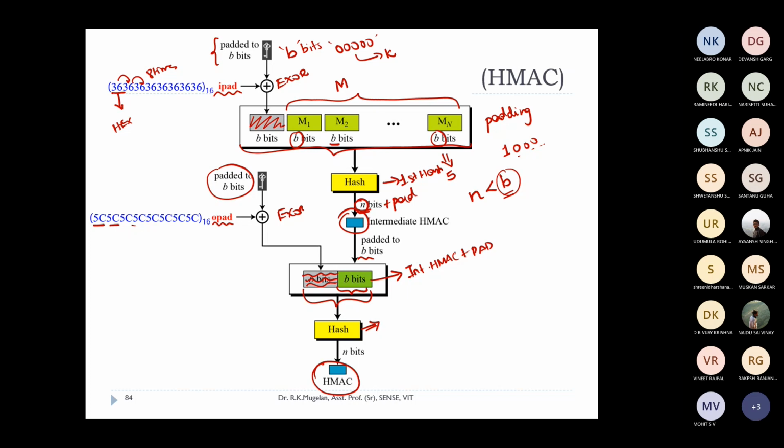Sir, the ipad and opad values are the same, like they're constant? Yes. They'll always be 36 and 5C. Actually speaking, if you want to be more specific, these B bits will always be 0, and this 36 will also be fixed, and 5C also fixed. This is the output pad, and this is the input pad. Okay, sir.